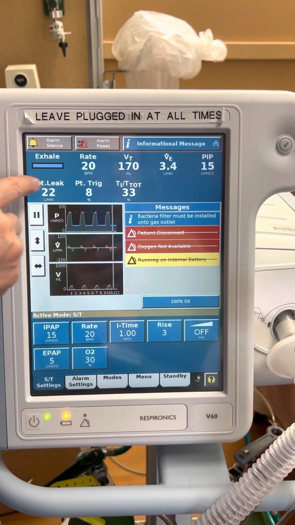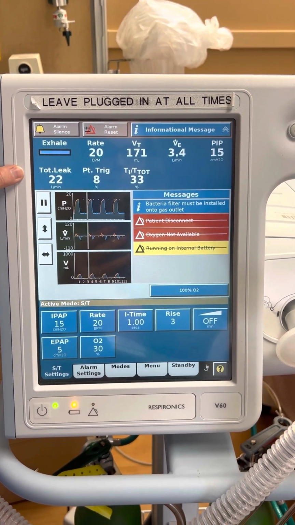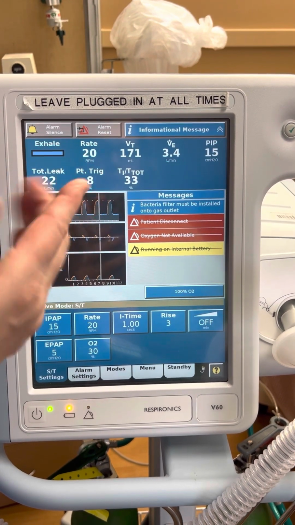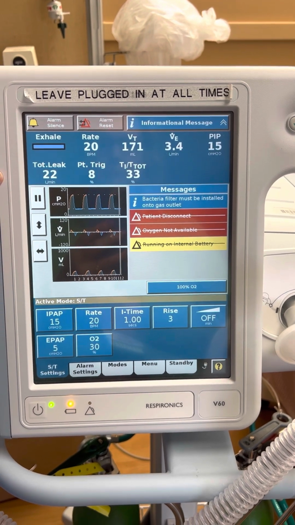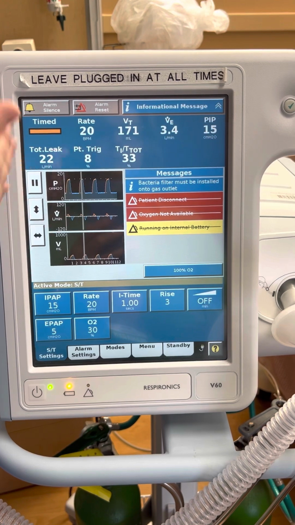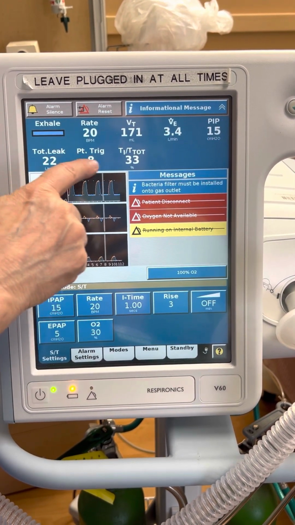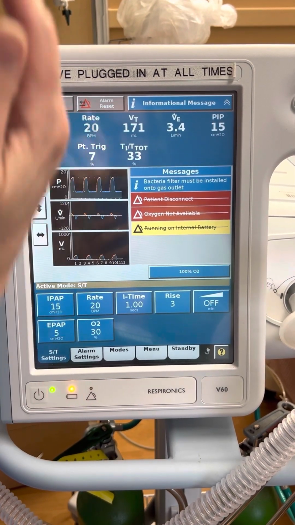Your total leak, that's how much mask leak you got. Now, in a perfect world, you would like to see this 25 or as low as possible. But you really don't want to see it lower than 25 because then your seal is almost too tight. So you strive for 25 and try to get as close to that as you can without going below it. This here tells us how much of the time the patient is triggering the breath. And this is just a ratio.